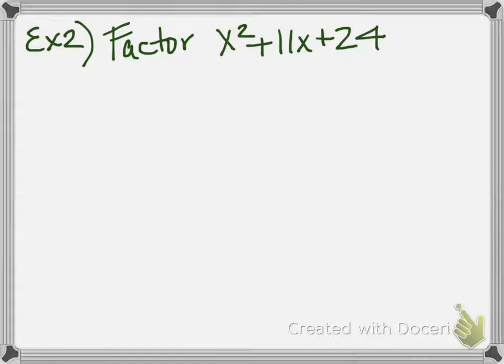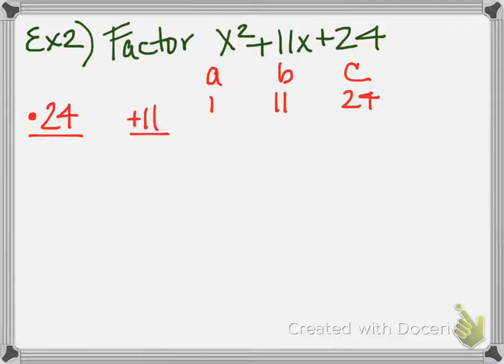So if you recall, our steps are to identify A, B, and C. A is 1, B is 11, C is 24. So I need two numbers that are going to multiply to 24, make a list, and add to 11.